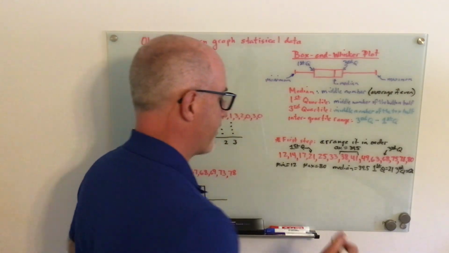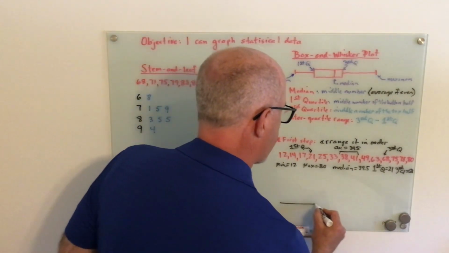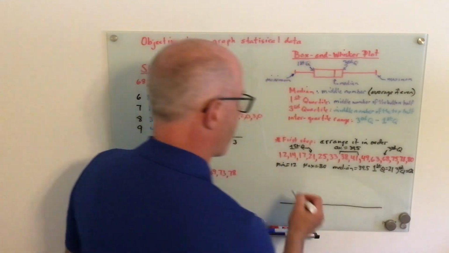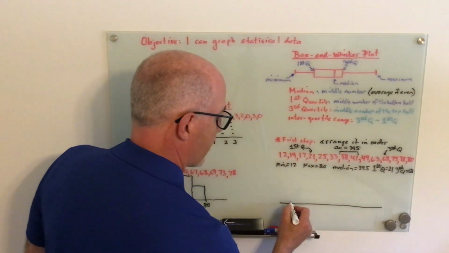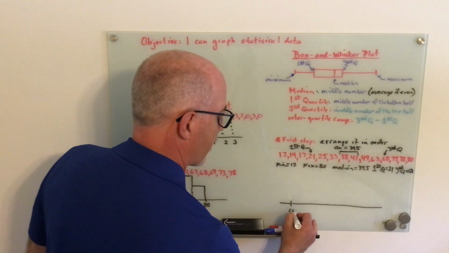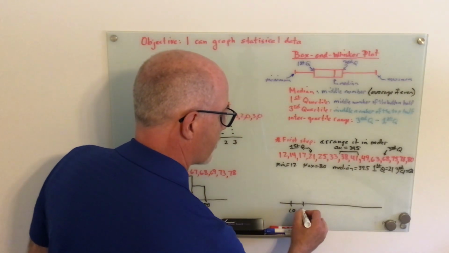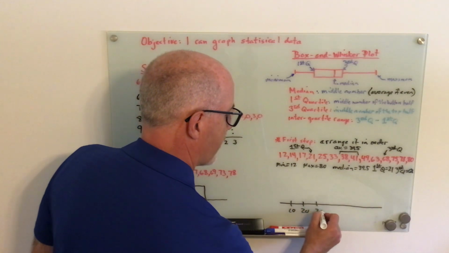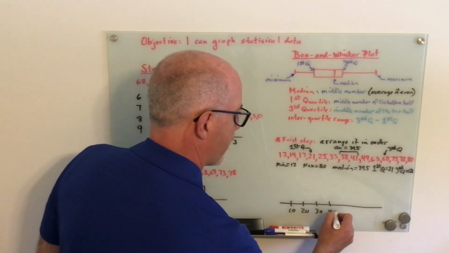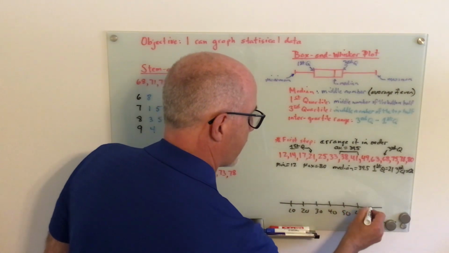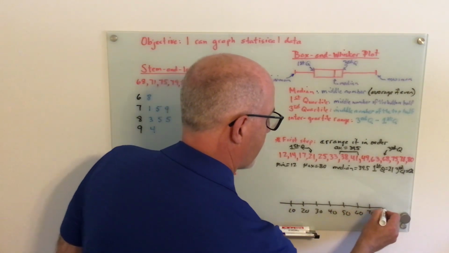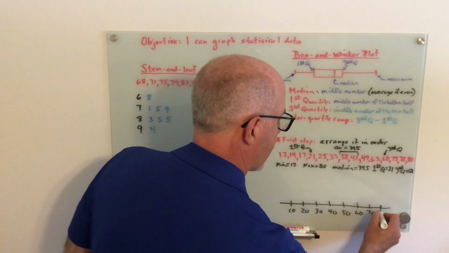Now let's put them on a graph. So I need to represent down here all the numbers. The ranges go from 12 all the way up to 80. So I'm going to just start at 10 and go by 10. So 10, 20, 30, 40, 50, 60, 70, a little bit wider here, out to 80.